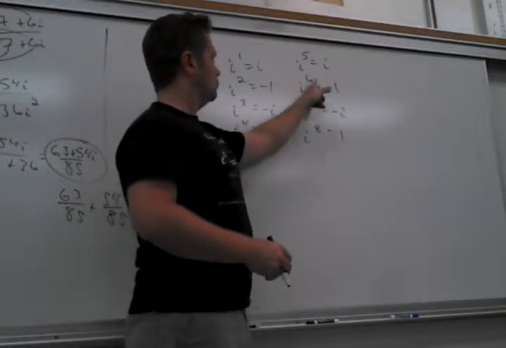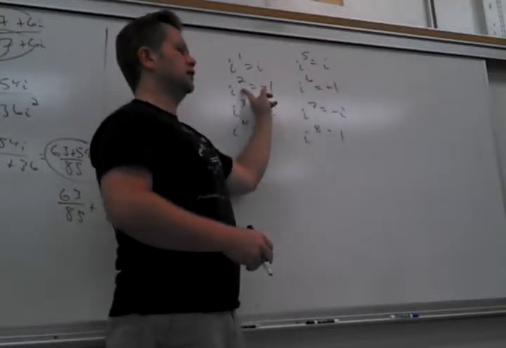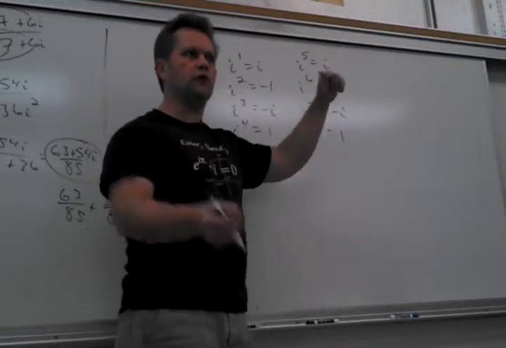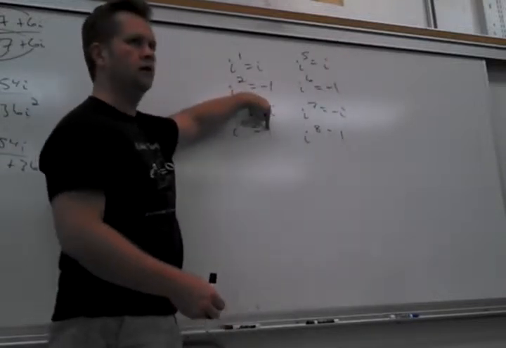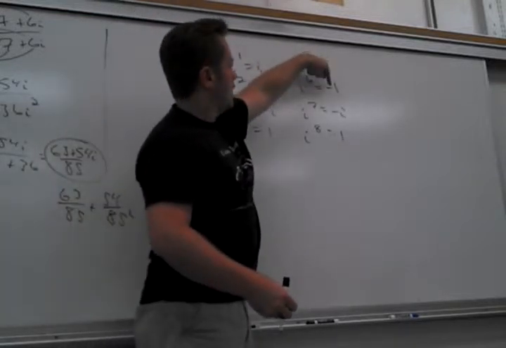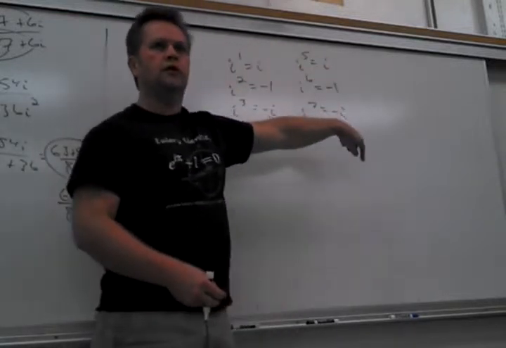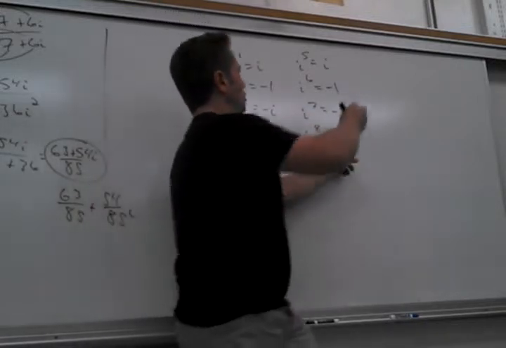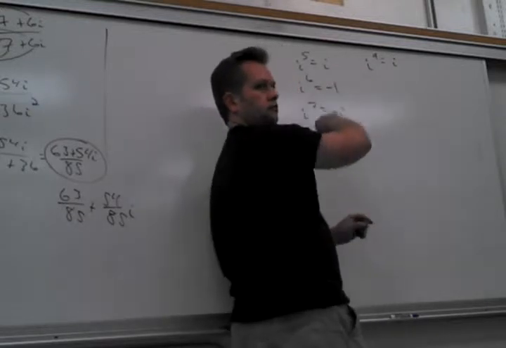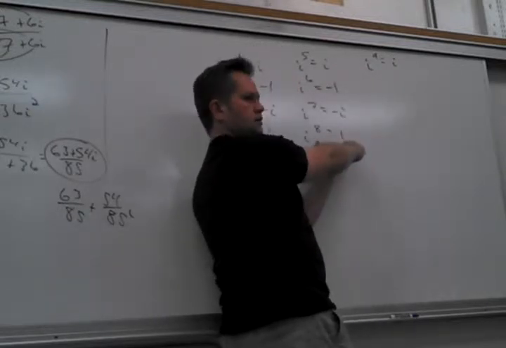So i to the 6th would be i times i, which is i squared. That's why they're the same thing again. It's going to go back through the cycle, because it starts over again at 1. 1 times i is i, times i is i squared, and so forth. And it goes back to 1. So where's it going to start over again? At i to the 9th: i to the 8th times i.